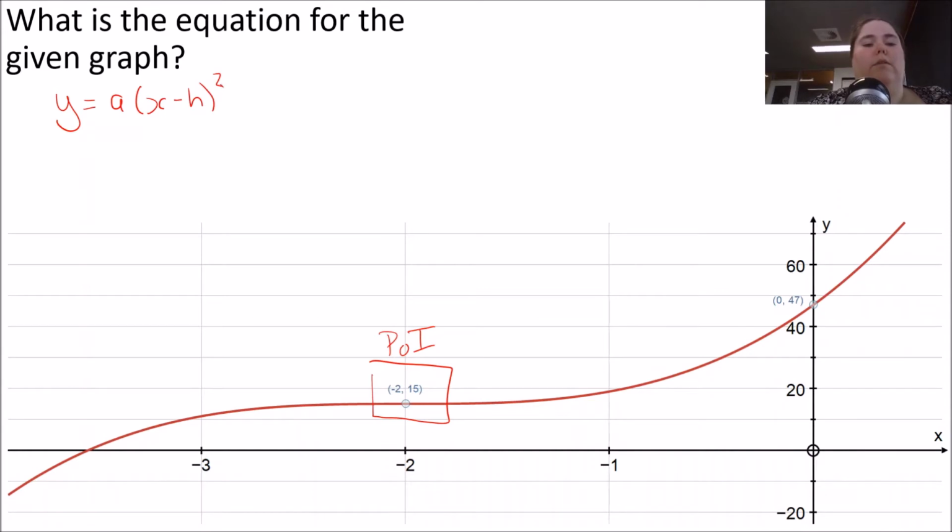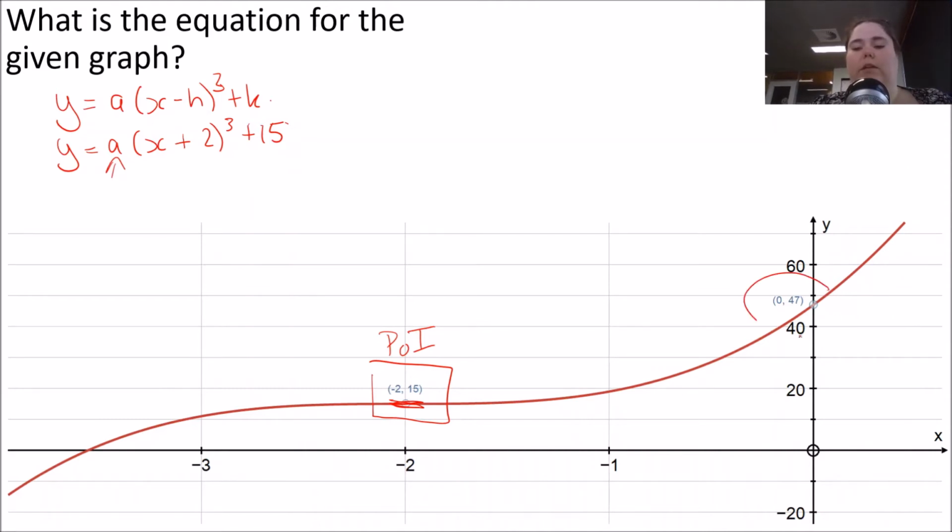That is on your cheat sheet. You don't have to remember that general form. That is all good. We just need to be able to use it. So I know my point of inflection, so I can sub it in: y equals a(x minus 2) cubed plus 15. Okay, so I've got a minus, so I'm going to change it to a plus. Cool. But now I need to find out what that a is.